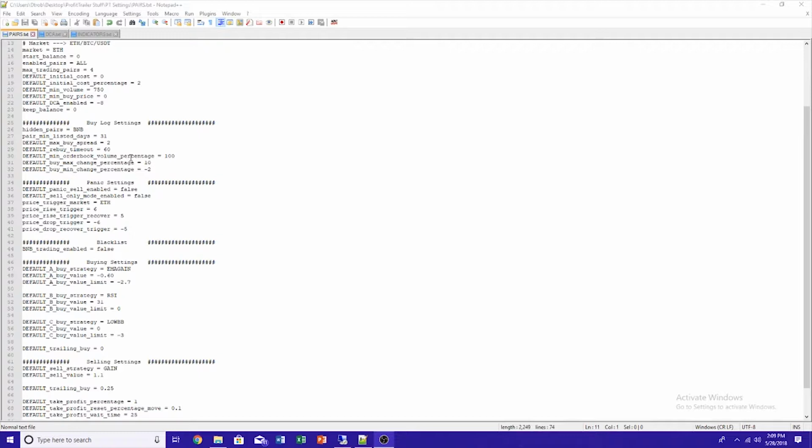And then the min change percentage: if it's above negative 2%, it will be in that safe zone where it will buy in. But if it's below negative 2%, it will not buy in. So you've got a middle range, from negative 2 to 10%, where you're actually buying into coins. Once again, this is all preference or opinion that I use. If you want to change it up and talk about it, come into the Discord.